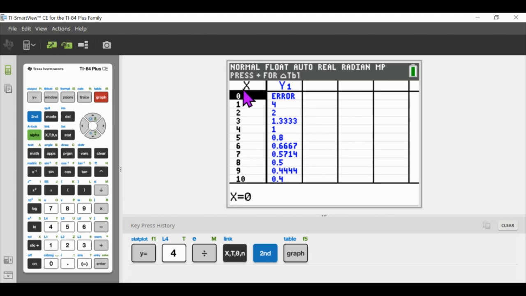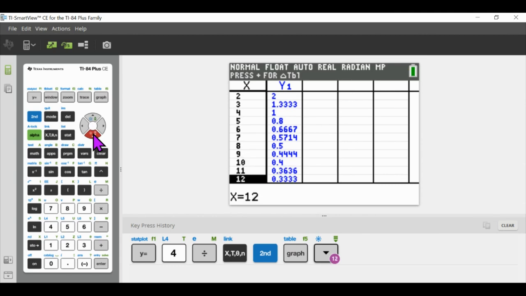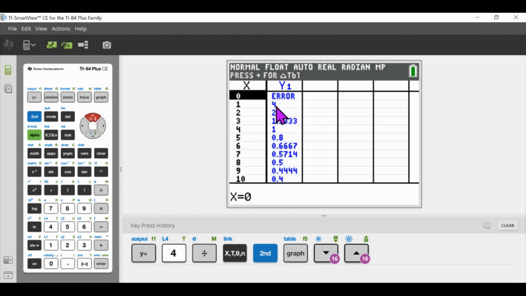X is going to represent what number is dividing 4, and then the Y1 column is going to give me what the factors are. So I want an X and a Y that are both whole numbers that are going to divide 4. So my two options here are 1 and 4 and 2 and 2. If we scroll down, all of these decimals are just going to get smaller and smaller and smaller. You're not going to have a factor that is larger than the number you started with originally. So we're not going to have any numbers larger than 4.